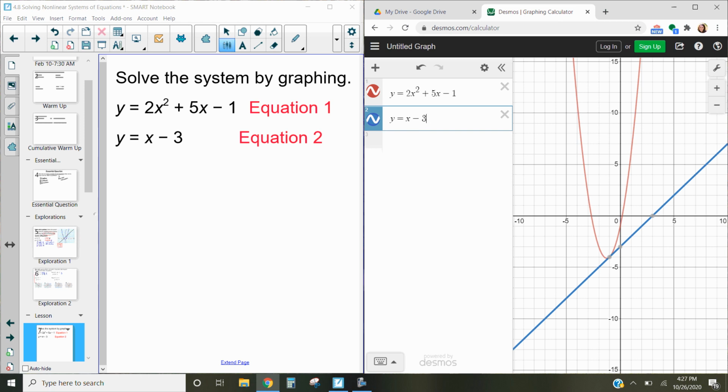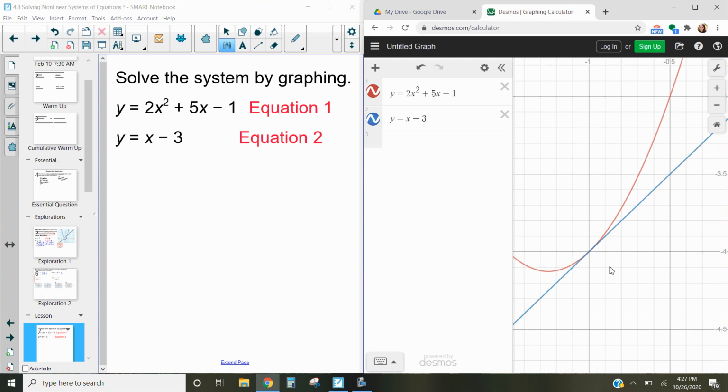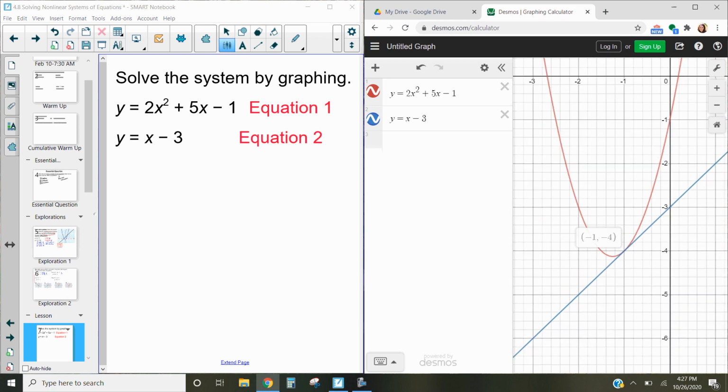Okay, now we can zoom in here and look. And by clicking on this dot, we can see where those two cross. And we can click on the red one and say, oh, look, it crosses right here. Now, notice how these ones only cross in one place.